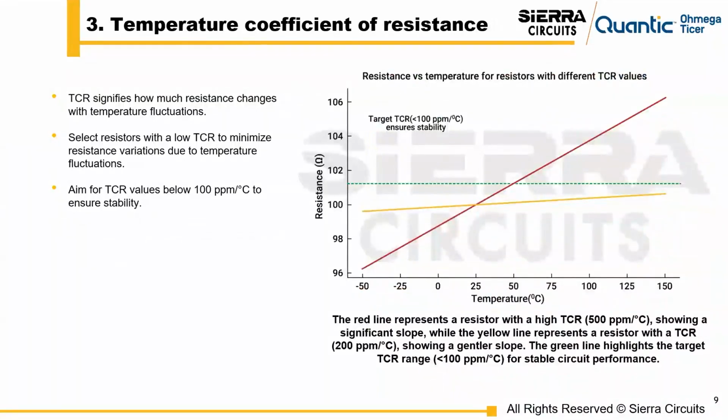And then another important factor is the temperature coefficient of resistance. This is a quick chart that showcases that. The TCR will indicate how much a resistance value changes with temperature fluctuations, and it's measured in parts per million per degree Celsius. So you want to aim for TCR values below 100 parts per million per degree Celsius.